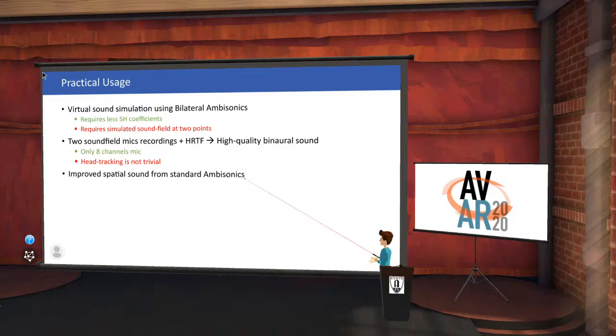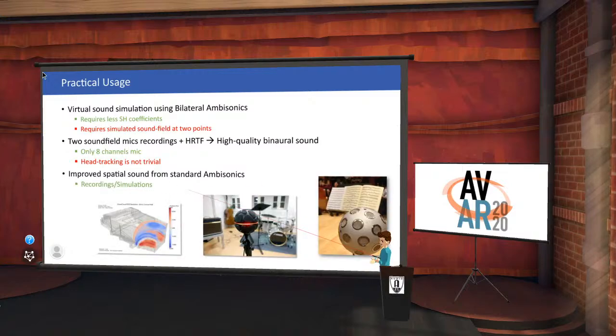Another practical use is to improve spatial sound from standard ambisonics. For example, if we have already simulated or measured ambisonic signals using a microphone array, and if we know how to derive the bilateral ambisonics from the standard ambisonics, we can improve the spatial sound, but it requires additional research.